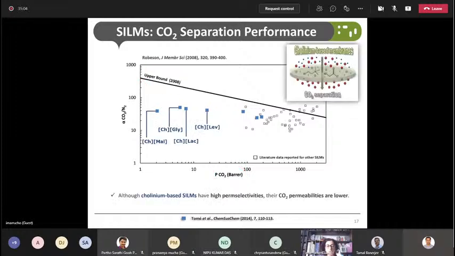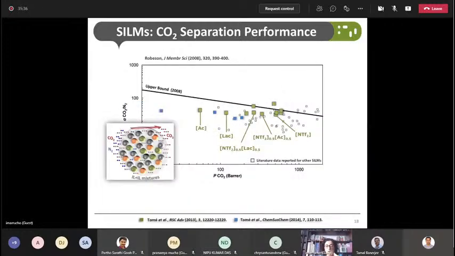So this is the most environmentally friendly ionic liquids, the cholinium with acids. As we can see, these are very viscous, and by being very viscous, they have low permeabilities, and they do not overcome the upper bound, which is where we want to be. They fall here in this region of very low permeability.